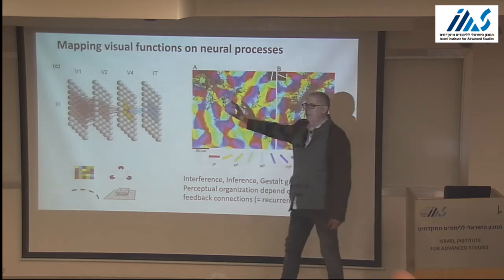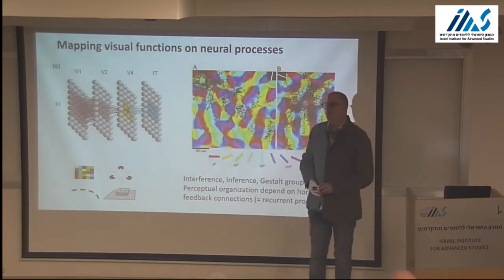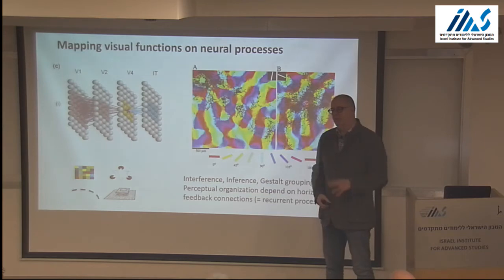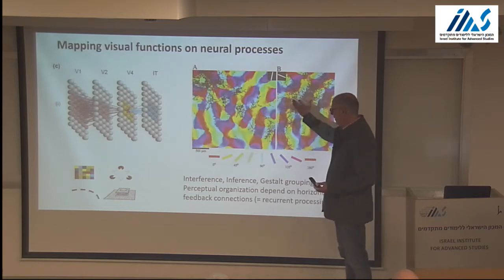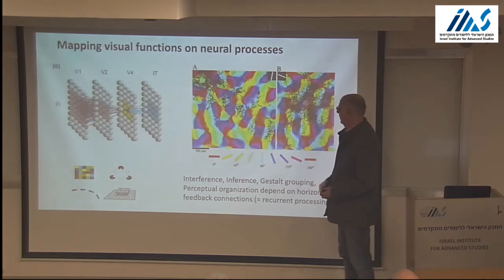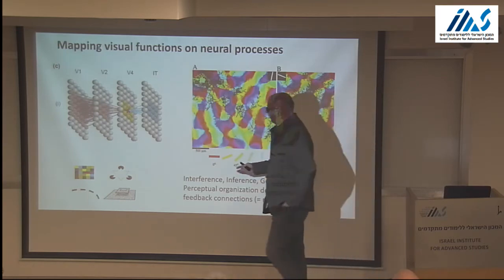Cells of a specific orientation tend to be much more connected to cells with a similar orientation preference at other parts of the visual field, which is, of course, exactly what this gestalt law of similarity is doing. So you group elements with the same orientation much more likely than others. That's basically how these gestalt laws are implemented. But of course, others also require feedback connections.